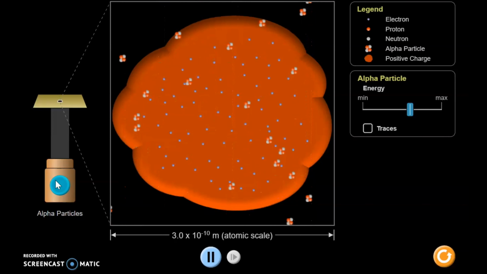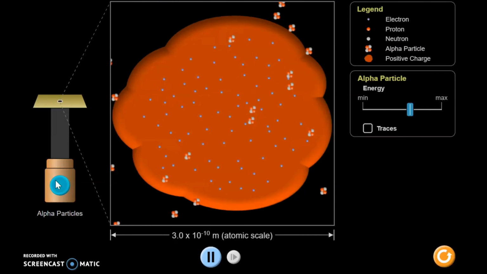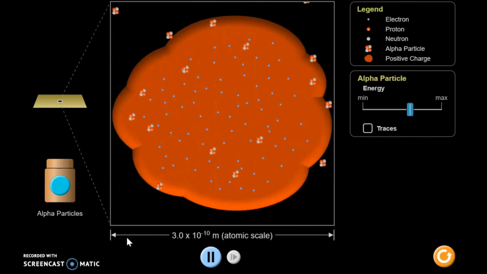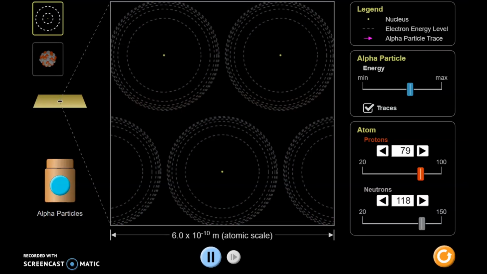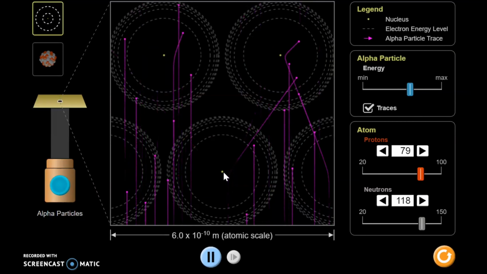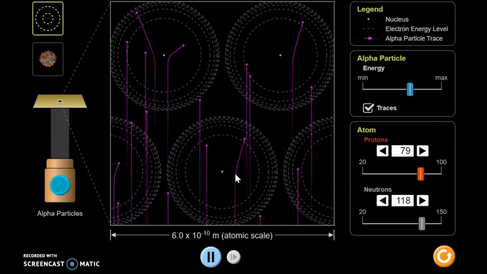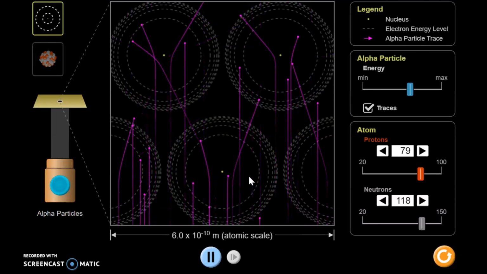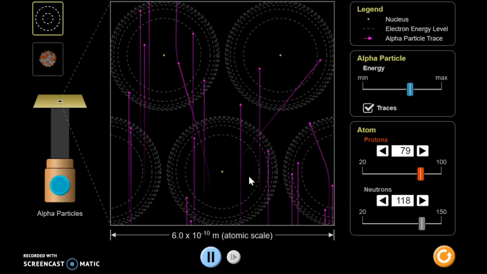However, the results that Rutherford recorded were significantly different, as you'll see as I set up the next demonstration. Rutherford was forced to come up with a new theory, as a significant number of particles were deflected from their trajectory and some even bounced back, as you can see here. You can even see the yellow nuclei repelling the purple alpha particles, and in some instances you can even see them bouncing back towards the source of the alpha particles.